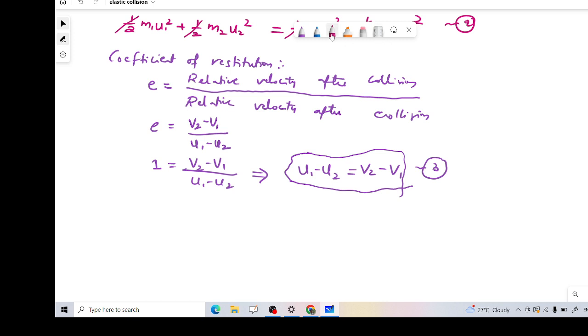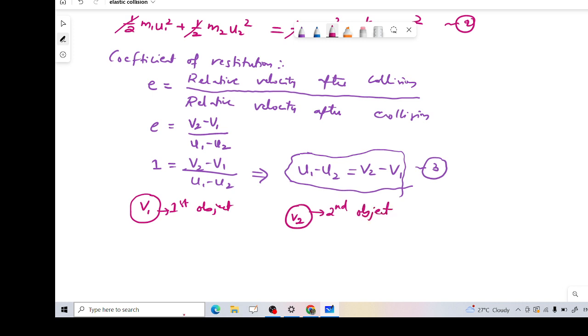Now, with the help of equation number 3, the main thing is we need to find the velocity of the first object and the velocity of the second object.